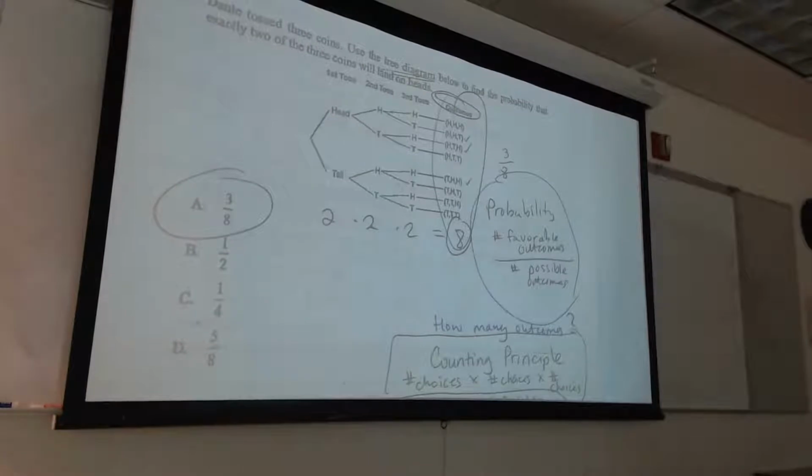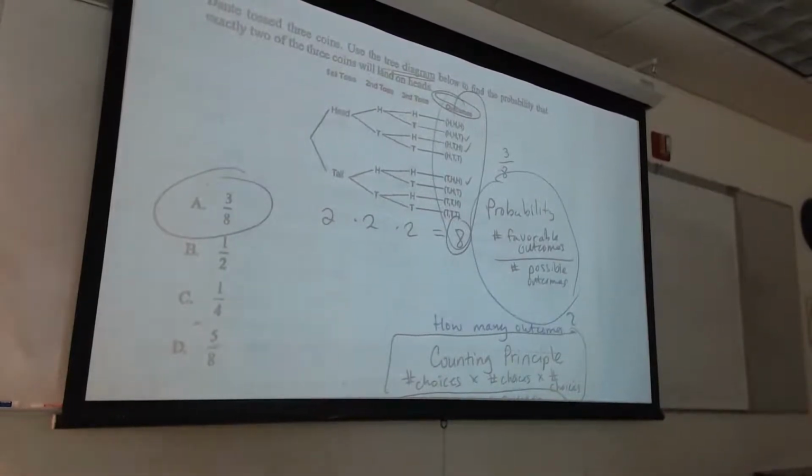So in this particular question, they want to know, using that tree diagram, find the probability that exactly 2 of the 3 coins will land on heads. You'll notice I put check marks. Only 3 of the outcomes have 2 heads. So probability, and I wrote that there, is the number of favorable outcomes over the number of possible outcomes. So it's the number of times whatever you're looking for happens over the total. In this case, the probability of that occurring is 3/8. So that's the tree diagram and how you use it to answer that question.